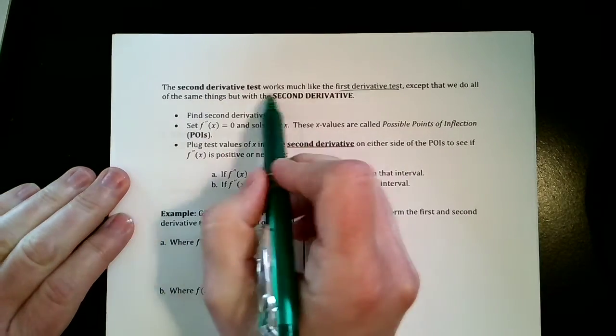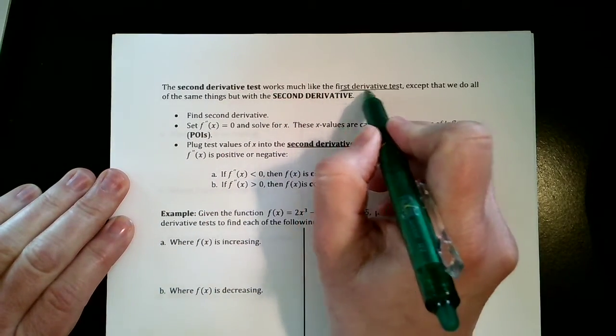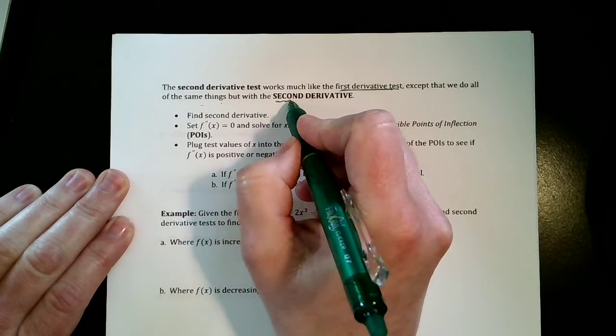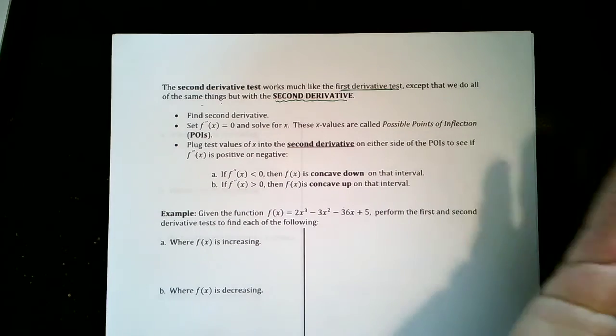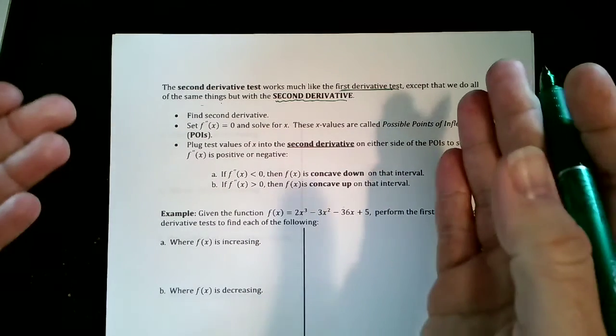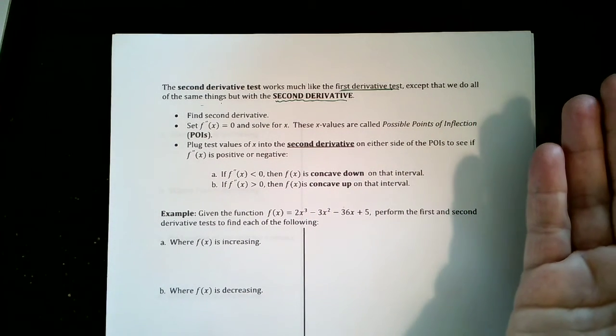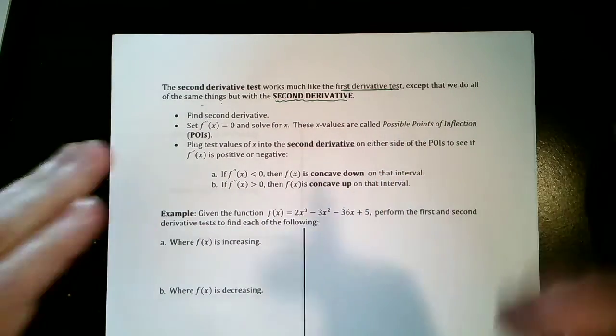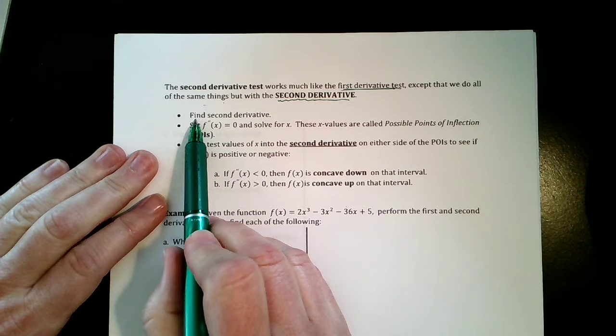So the second derivative test works almost exactly like the first derivative test does. Okay, so the second derivative test works very much like the first derivative test, except that we do all the same things, but on the second derivative. So instead of setting the first derivative equal to 0, we set the second derivative equal to 0. Instead of testing numbers on either side of the critical numbers, we test numbers on either side of the points of inflection. So the steps are very similar.